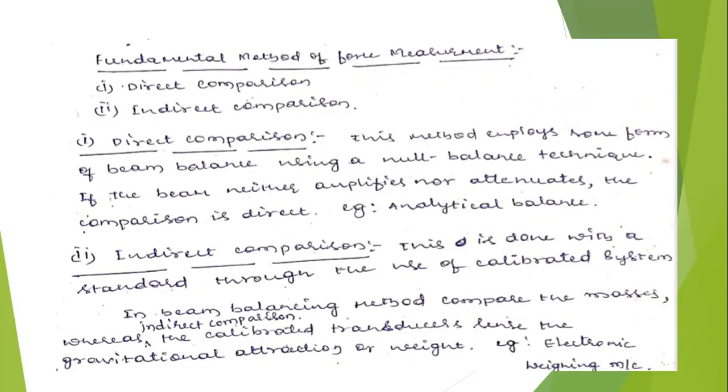Let's come to the indirect comparison. Here, one or more translations are present. From that, you can measure the force. For this, a good example is the electronic weighing machine, which is used in weigh bridges, provision stores or grocery stores. Everywhere nowadays they are using electronic weighing machines.